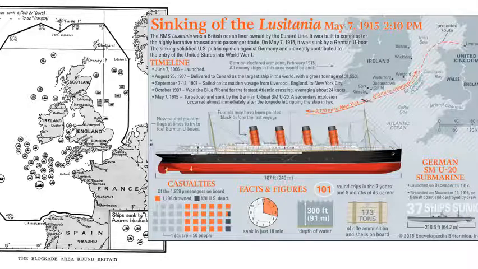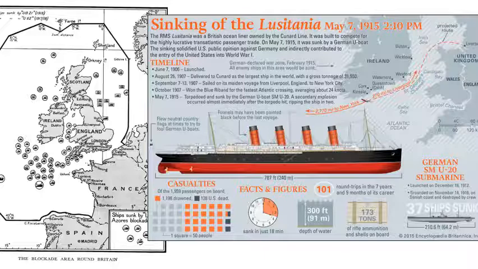Several large passenger ships, transatlantic steamships, were sunk by German U-boats practicing unrestricted submarine warfare. And one of the more well-known of these ships was the Lusitania, which was sunk off the coast of Ireland by a German U-boat, U-20. 1,198 passengers drowned and 128 American passengers were killed.